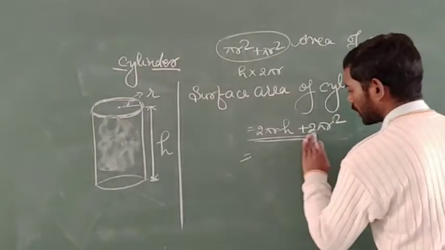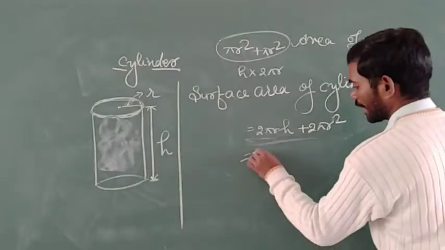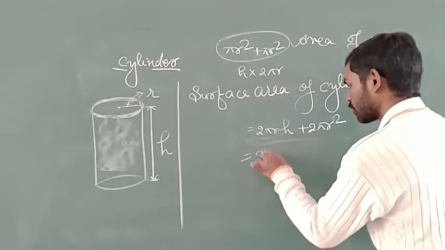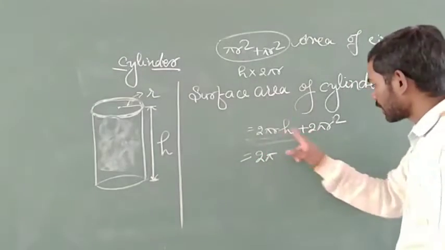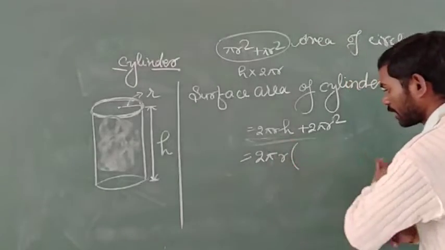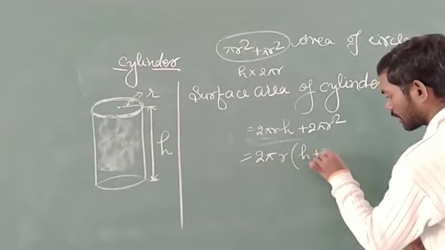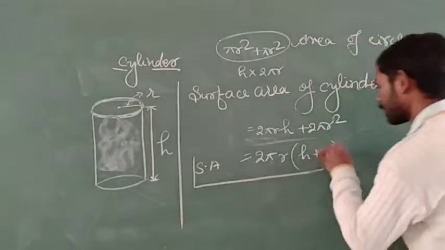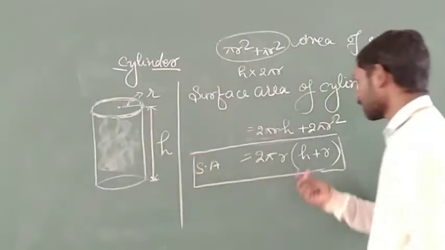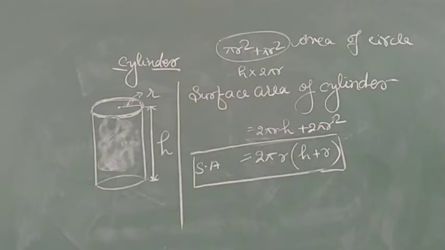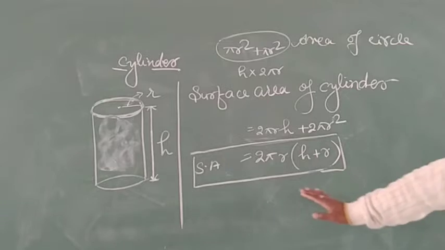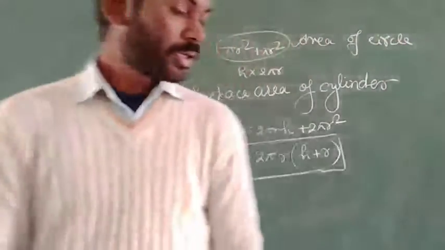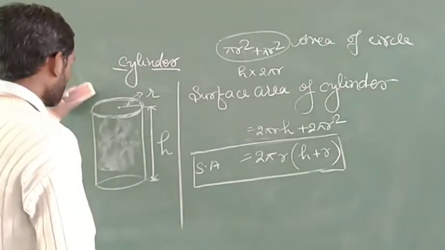Here from this we can take 2 as common, pi can also be taken as common, r is also taken as common, and here we get h plus r, so that the surface area of the cylinder will be 2 pi r in bracket h plus r. Okay students, so this is the surface area of the cylinder. I hope the surface area of the cylinder is clear.